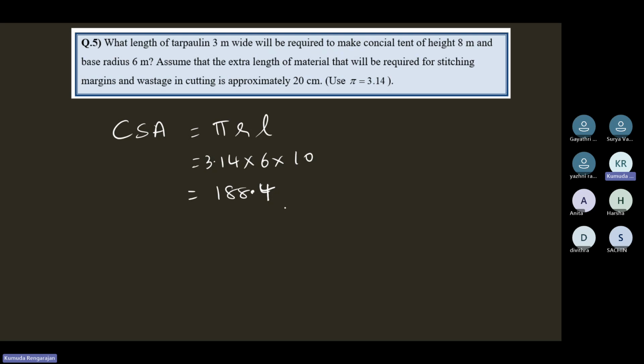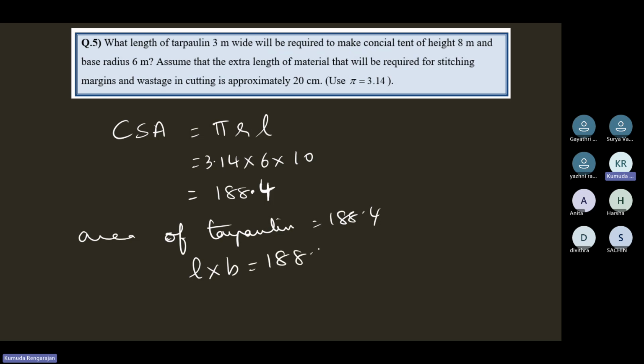You should tell him the length. So if you need this area of tarpaulin, because whatever is the CSA is the area of the tarpaulin you need. So the area of the tarpaulin is 188.4, and tarpaulin is rectangular. So length into breadth is equal to 188.4. The breadth is given in the question: the breadth of the tarpaulin is 3 meters. So l into 3 is equal to 188.4.